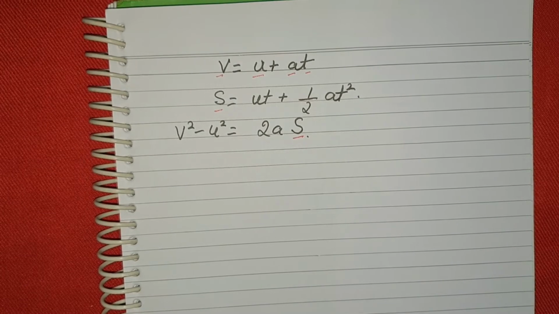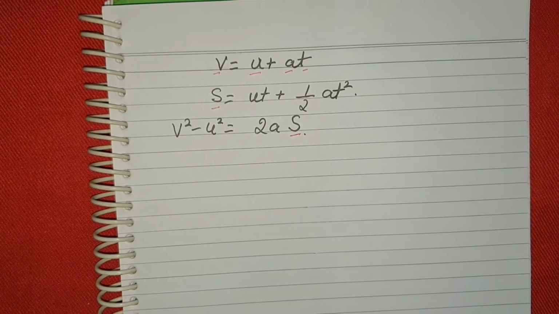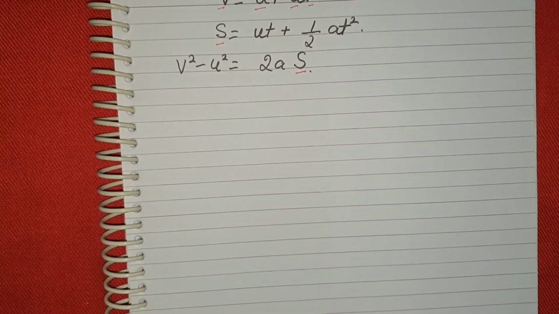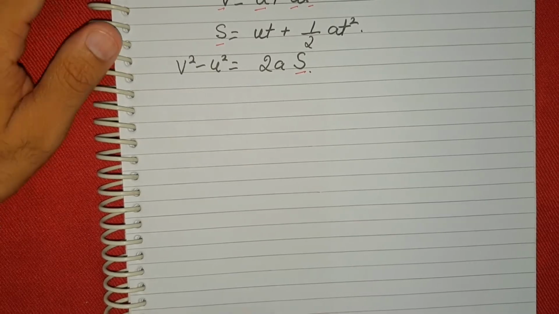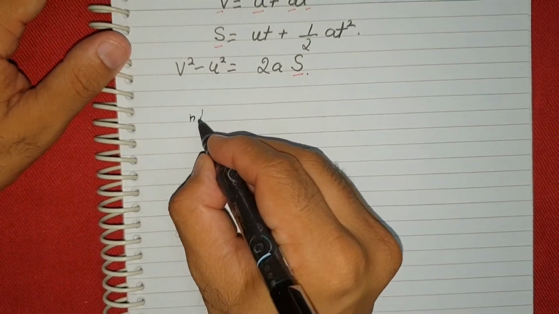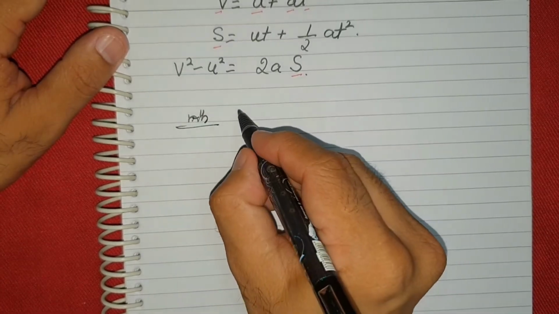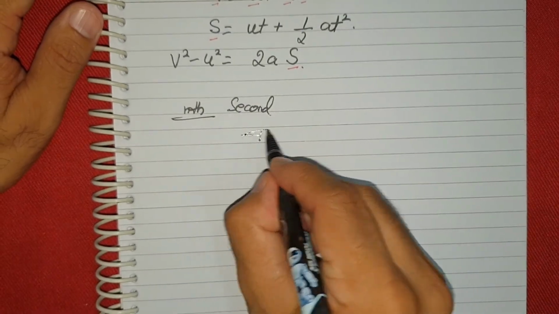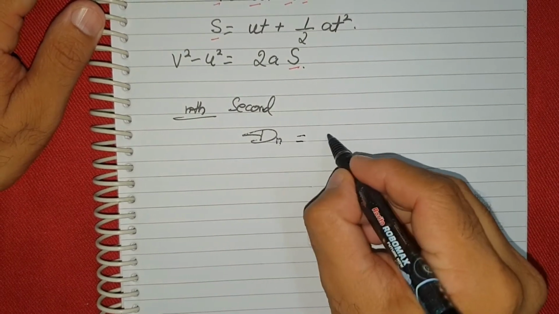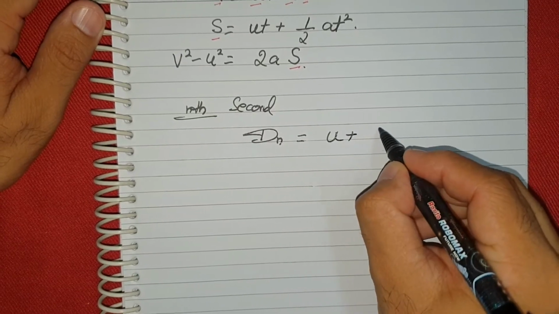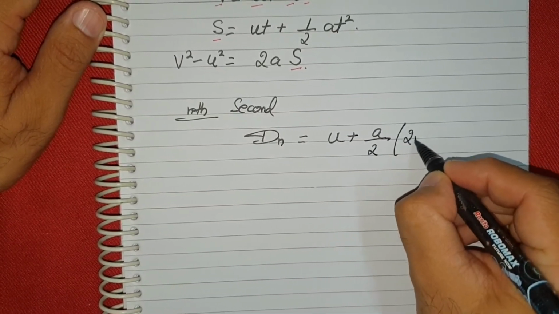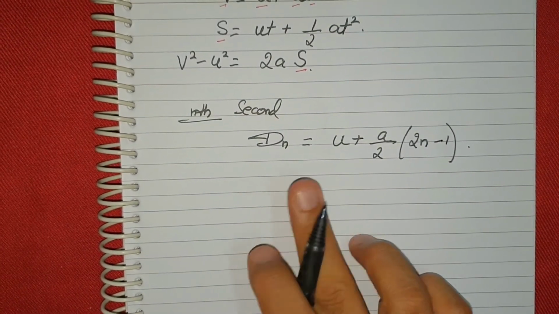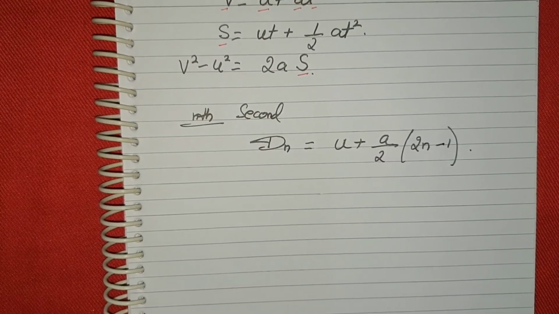There is one more formula: the distance travelled in the nth second of uniformly accelerated motion, since our topic is uniformly accelerated motion. The distance for that particular nth second, dn, is equal to u plus a by 2 times (2n minus 1).